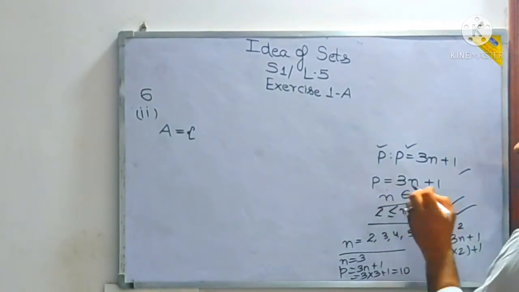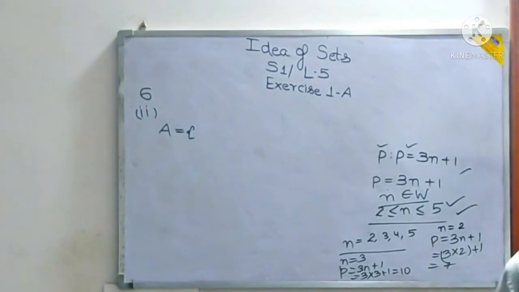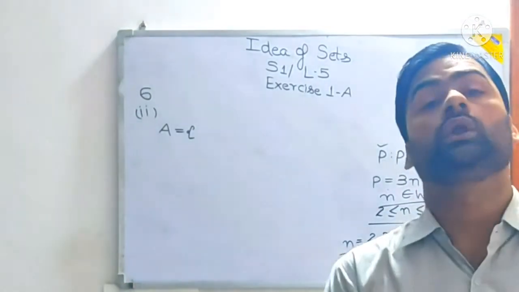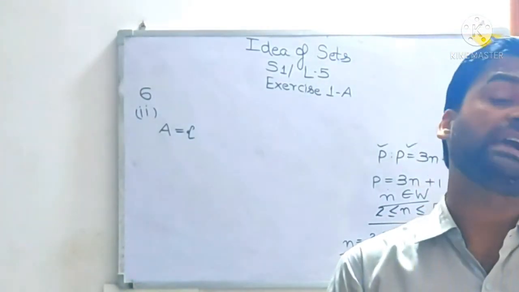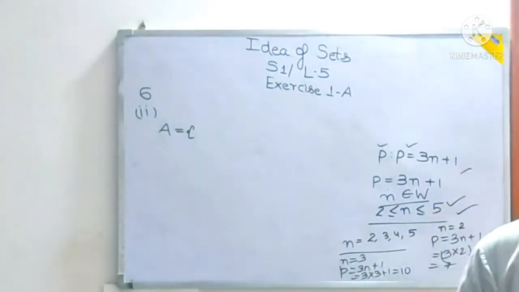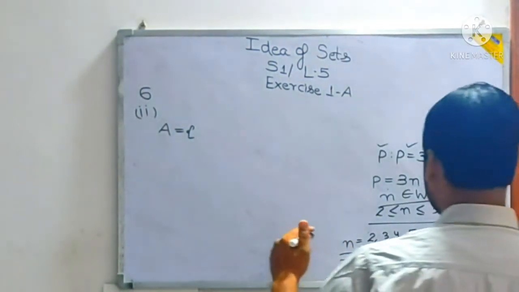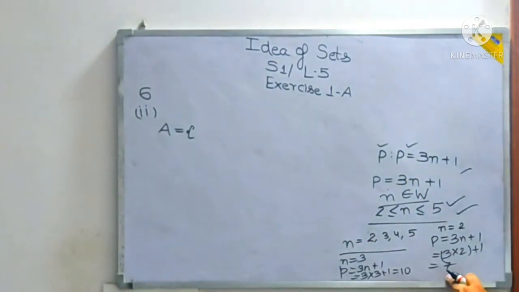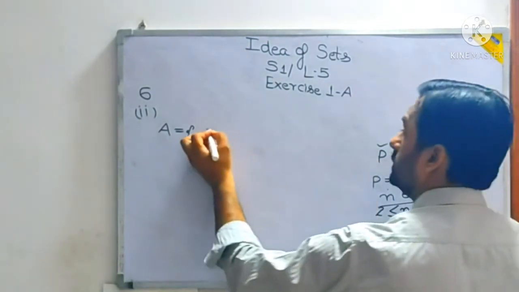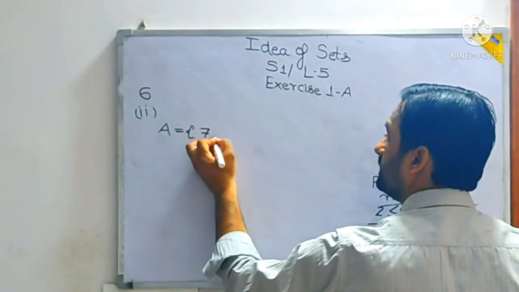That means the values of n will be all what? Under the category of whole numbers. That means whatever values of n we are taking, children, that will be under the heading of whole numbers. So what are the values? First value has come, value taken n equal to 2. So 2 3s are 6 plus 1, 7. So first value of p will be 7.